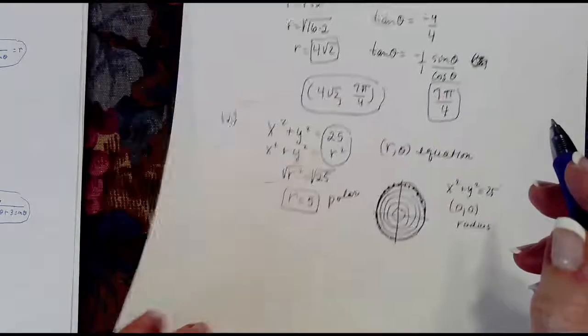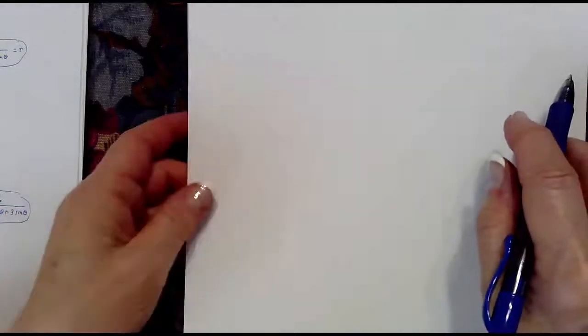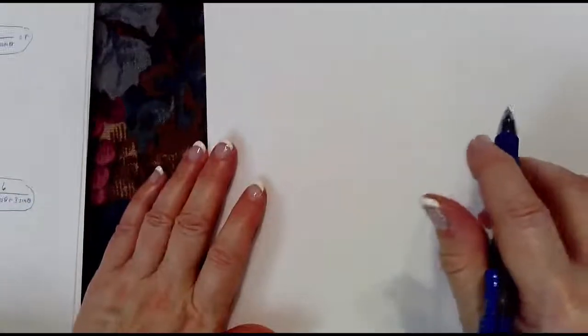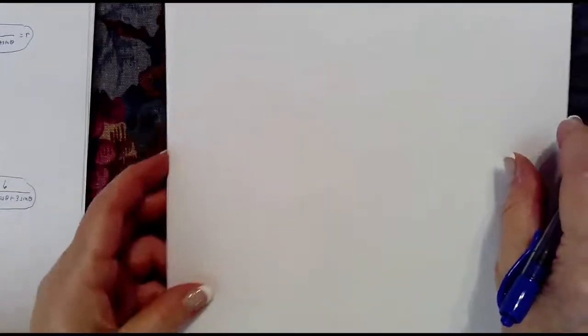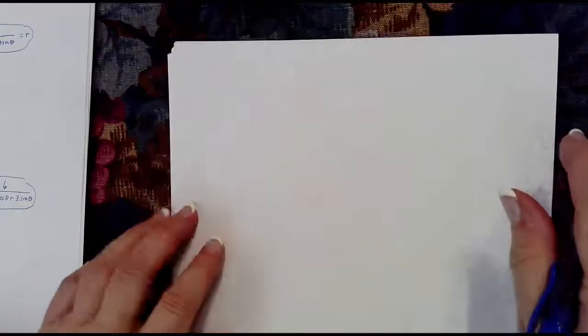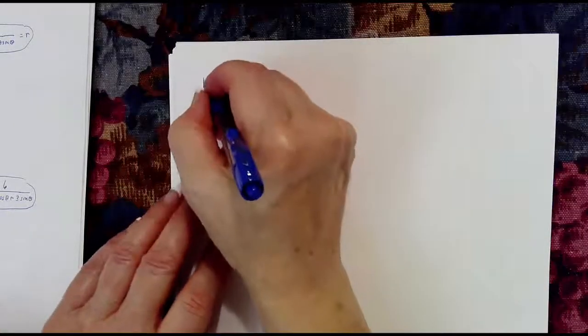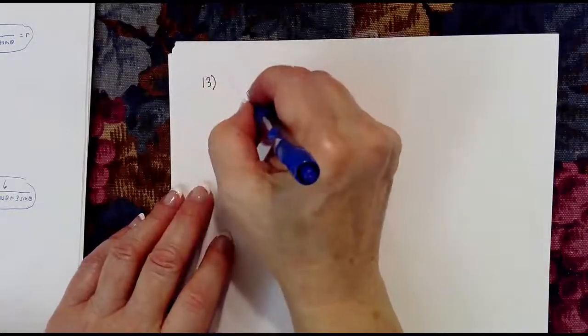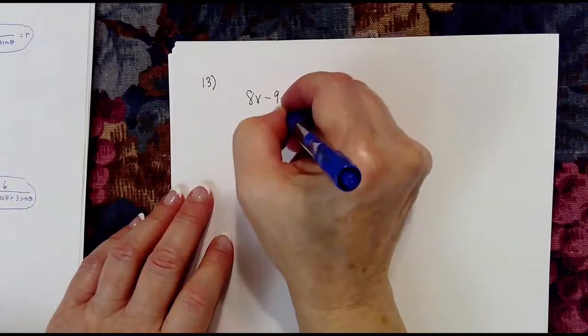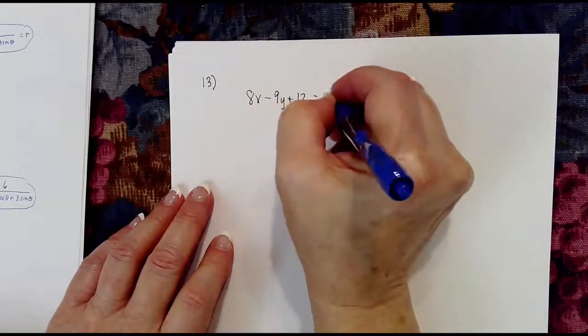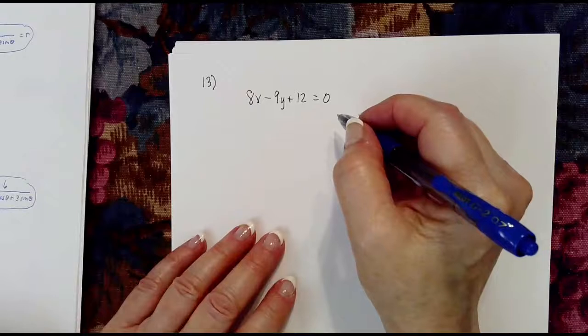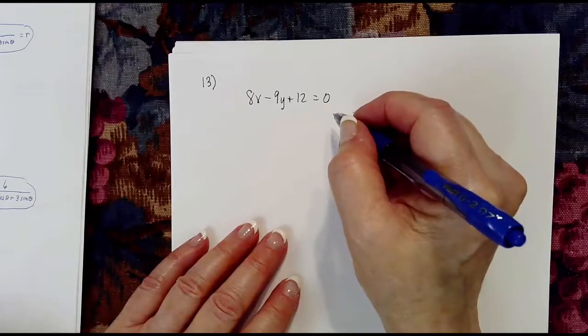All right, so that one was pretty easy. So now let's look at number 13. Tell ourselves it's going to be just as easy, right? So number 13 says we have 8x minus 9y plus 12 equals 0.